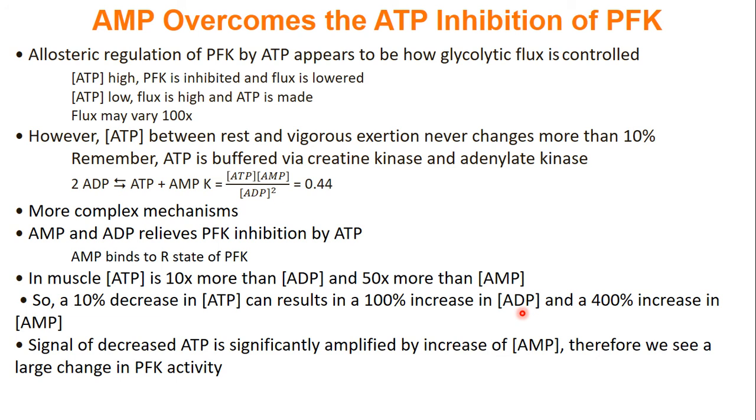So it's your ADP and your AMP that are interacting with your PFK. The PFK goes to the R state. PFK is the main control point for glycolysis, so when it's in the R state, it will speed up glycolysis.